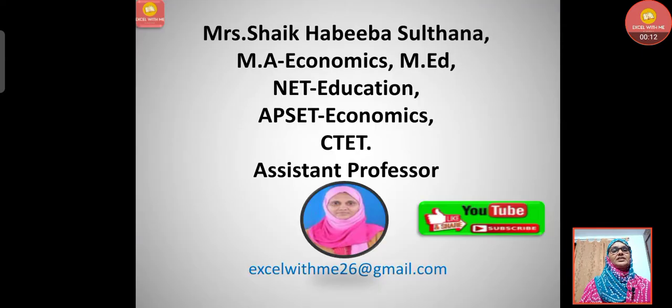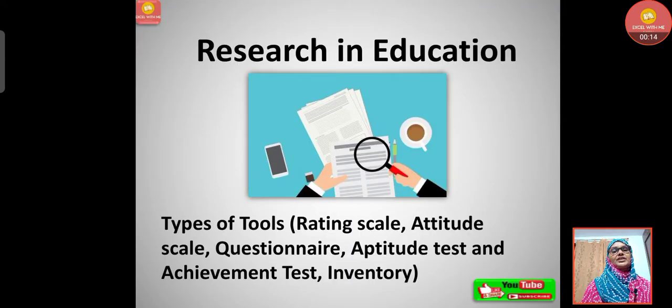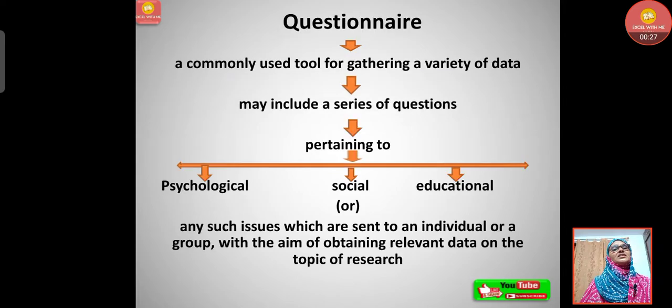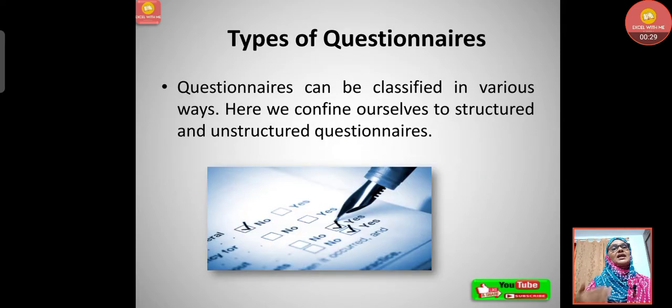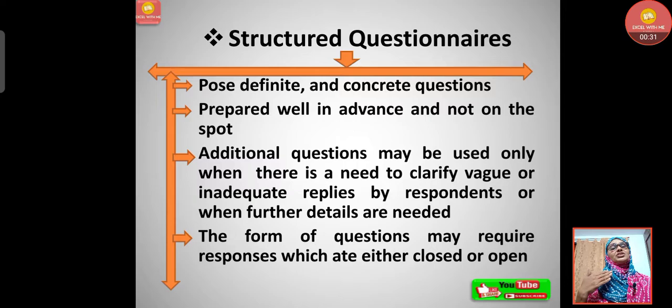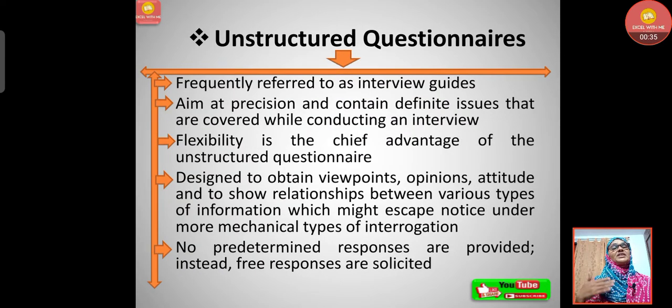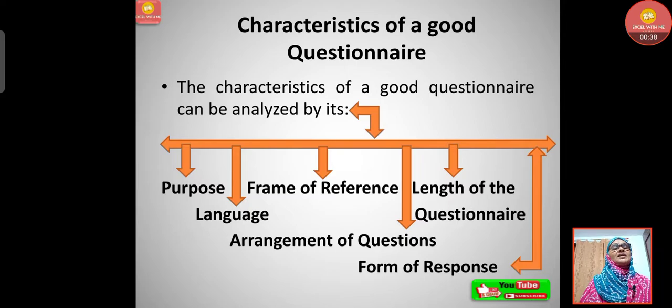Let's start today's class, that is research in education, with the topic types of tools. We have discussed in the previous class about rating scale, attitude scale, and we have started with questionnaire. We have discussed about questionnaire in detail and types of questionnaires: structured questionnaires, closed form, open-ended responses, unstructured questionnaires, and now we are going to discuss about characteristics of a good questionnaire.